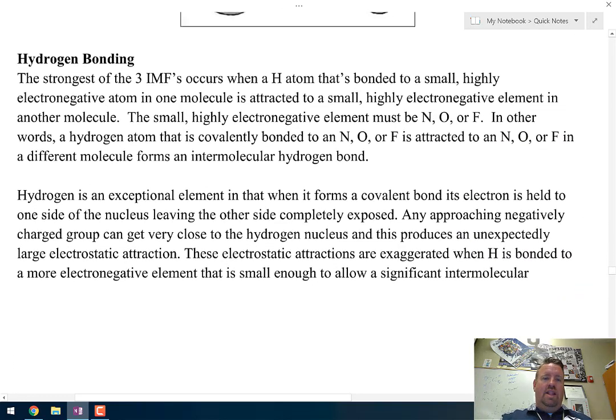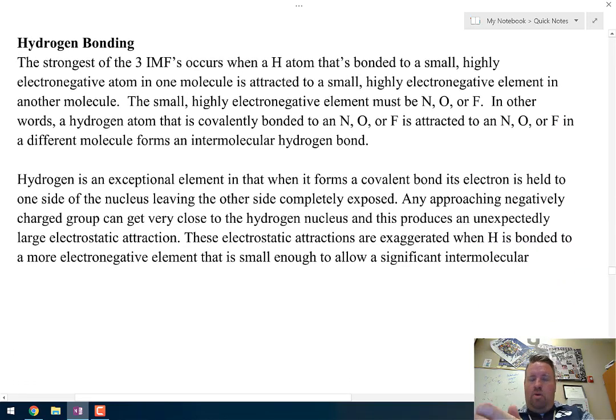Okay, the last one, so we've got nonpolar London dispersion forces. We've got polar molecules that have dipole-dipole and London dispersion forces. And the last and strongest type of intermolecular force is what's referred to as hydrogen bonding.